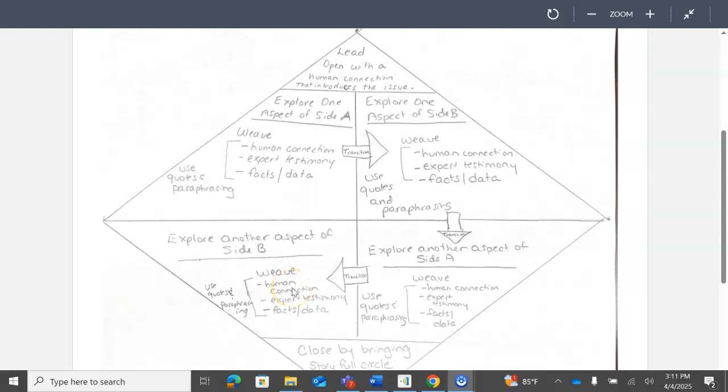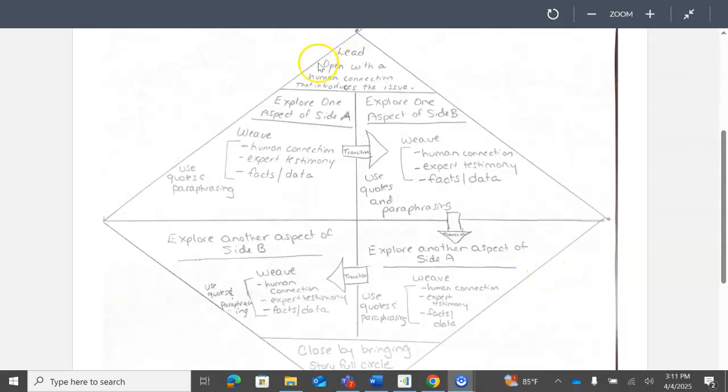And we'll bring that in through human connection, expert testimony, and facts and data. Now we've finished the body of our article and it's time to wrap it up. If this were a news article, we would just end. But since this is a magazine article, we need to bring the story full circle.